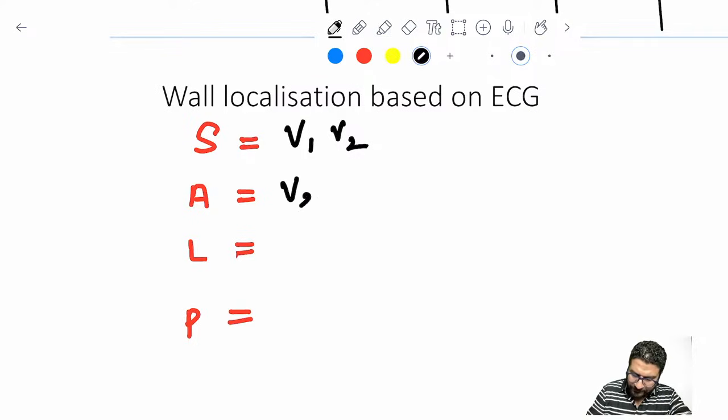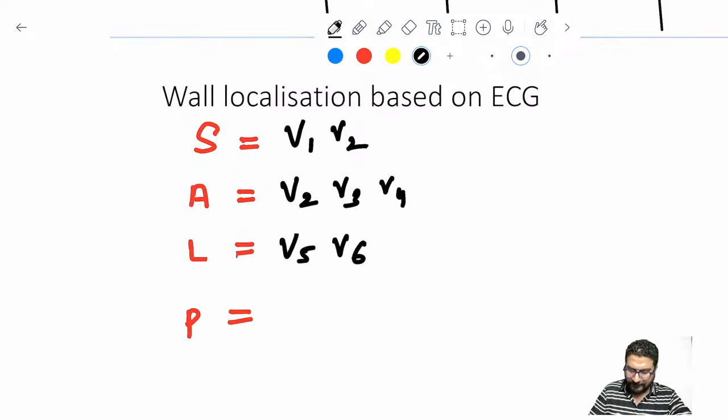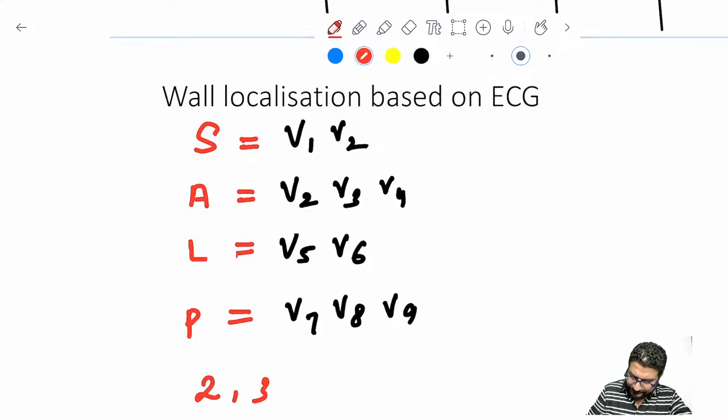If it is V2, V3, V4, then it's going to be anterior wall MI. V5, V6, lateral wall MI. V7, V8, V9, posterior wall MI. And understand this thing, when you see lead 2, 3, AVF, this is inferior wall MI.